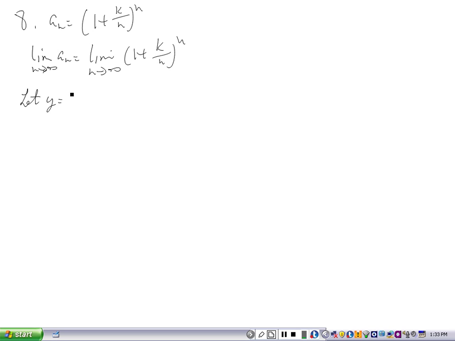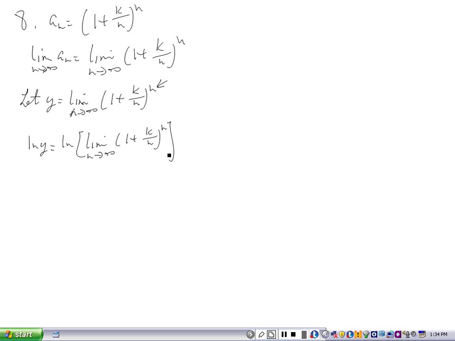Here, let's let y equal to what we're looking for: the limit as n goes to infinity of 1 plus k over n to the nth power. Now, I have this power of an n, which is difficult to deal with, but I do have help from algebra in terms of the natural log. So let's take the natural log of both sides. This is the natural log of y is equal to the natural log of the limit as n goes to infinity of 1 plus k over n to the nth power.